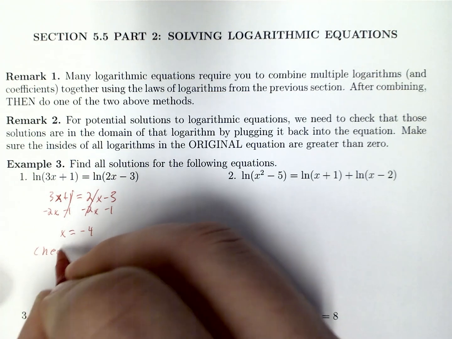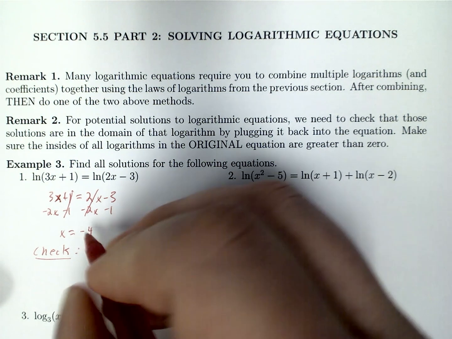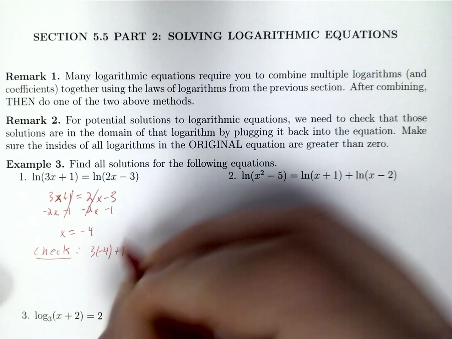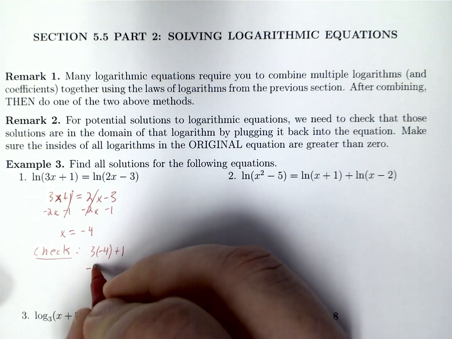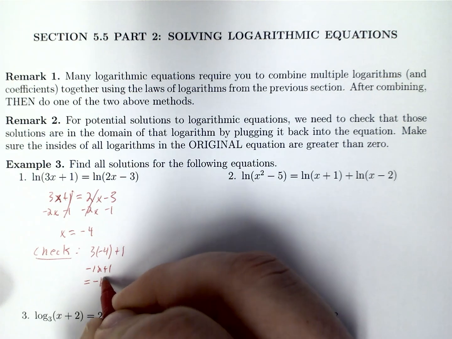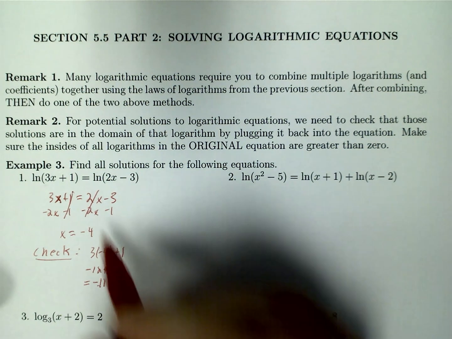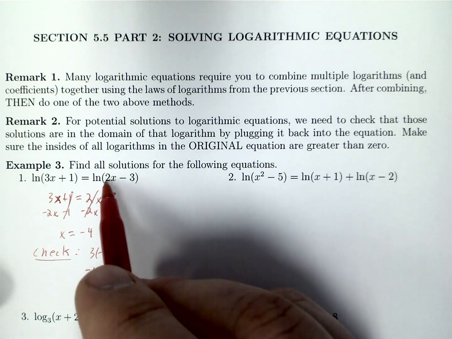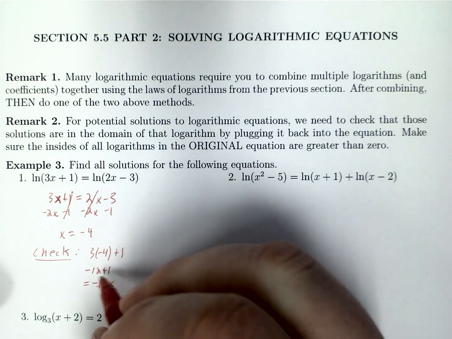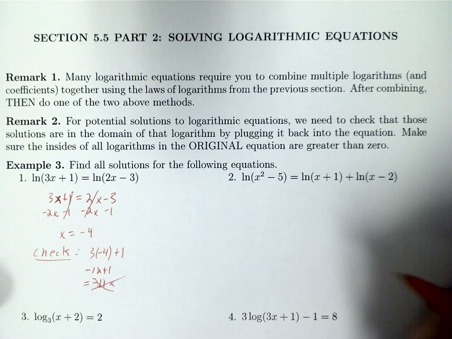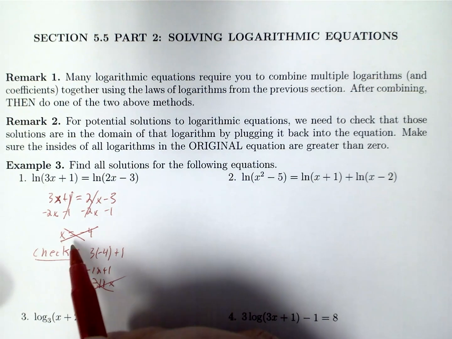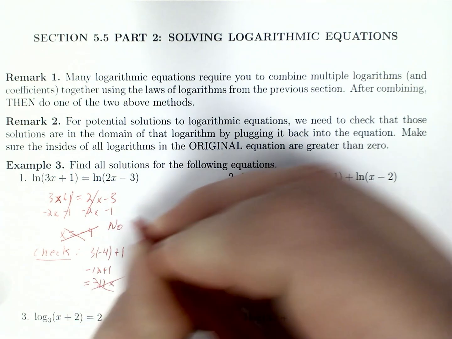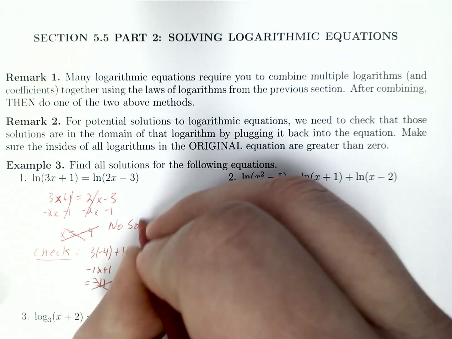Then we can simply check our solution, and we just need to plug it in on one side. 3 times negative 4 plus 1, again we just need to check the inside, gives negative 12 plus 1 equals negative 11, and we can't have a negative on the inside of a logarithm. Even if the negative is in the other logarithm, we can't have it. If it happens one time, we know we can't use it as a solution. So x equals negative 4 is not a solution, and that was the only possible one, so since there are no more solutions, we say no solutions as our final answer.